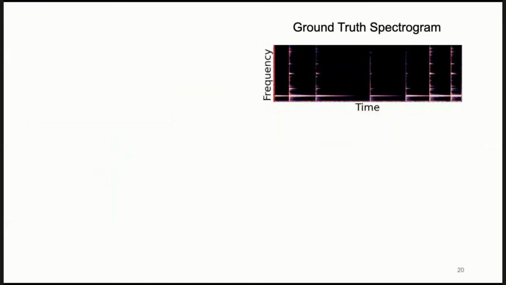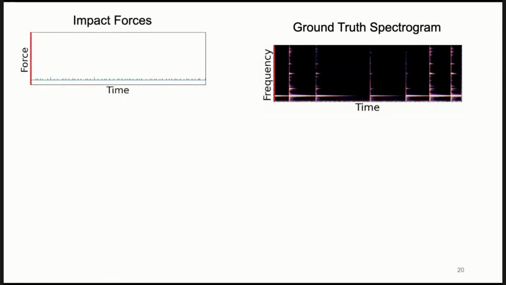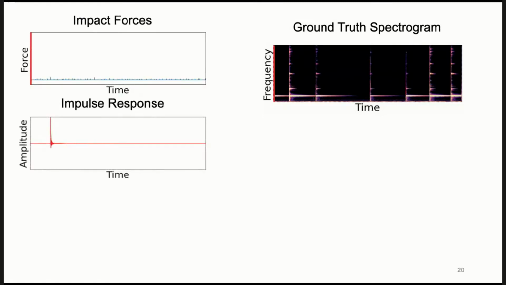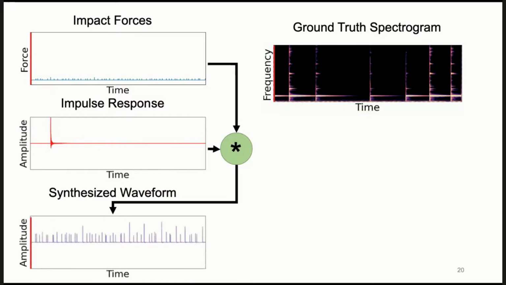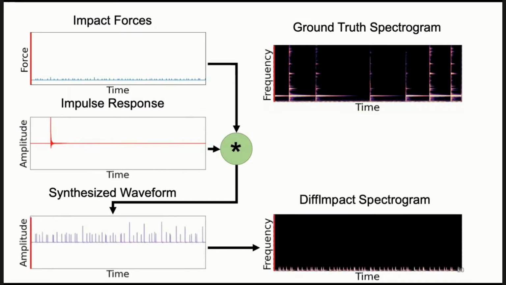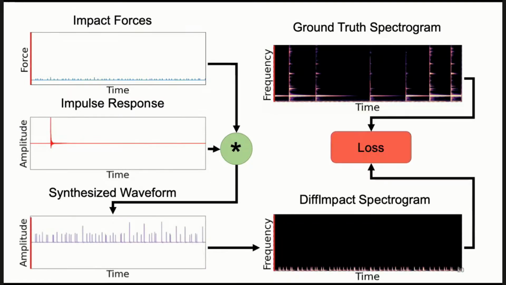So to model and extract parameters from this real recording, we start by initializing a random series of impact forces and a random impulse response, which are convolved to get a running estimate of the synthesized waveform. We take the spectrogram of this and then compute the L1 loss against the ground truth spectrogram and adjust the parameters of the upstream models during the gradient descent optimization. Here I'm going to kick off that optimization.